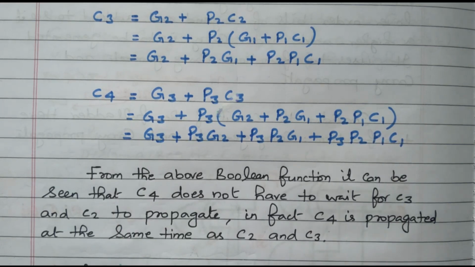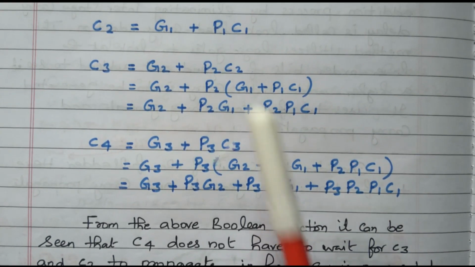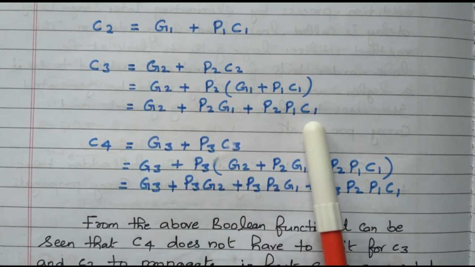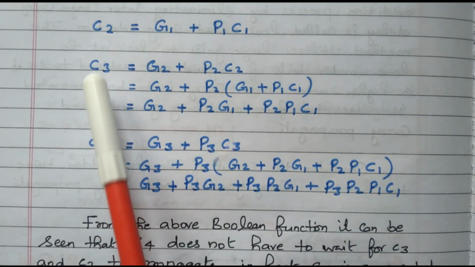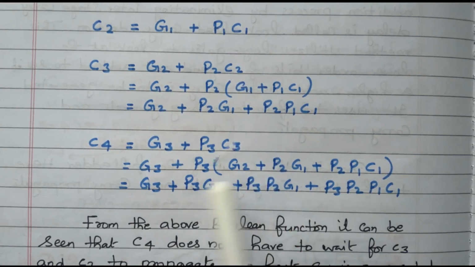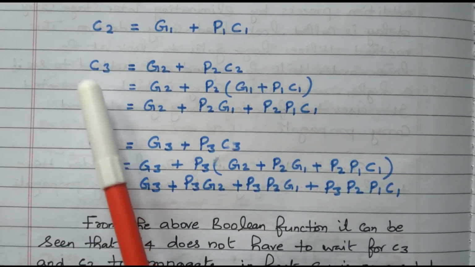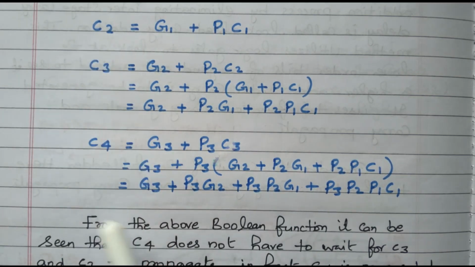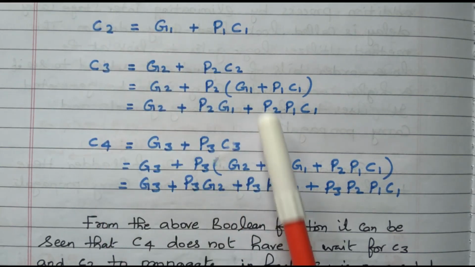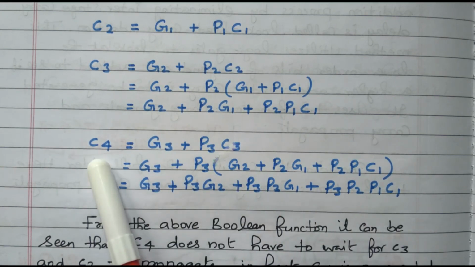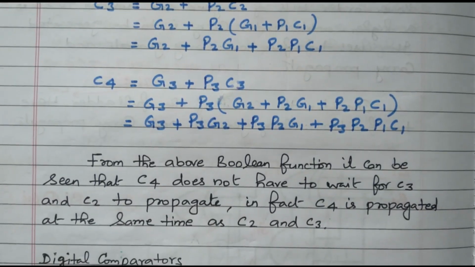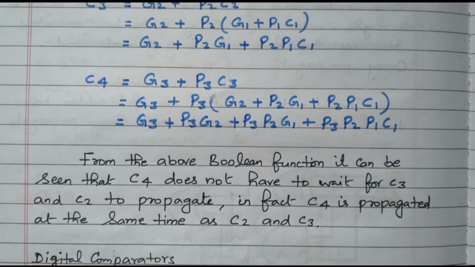So, in these three expressions, once C1 is generated, C2 will be generated. From this C1, C3 will be generated. From this C1, C4 is also generated. So, C2, C3, C4 will be generated parallelly, right. C4 does not depend upon C3 and C2. C3 does not depend upon C2. All three are generated parallelly because these three terms contain only C1, right. Once C1 is generated, C4 will be generated parallelly. Then C3, C2 are also generated. That is why it is called a carry look ahead adder. So, the speeding up of parallel addition is possible, right.